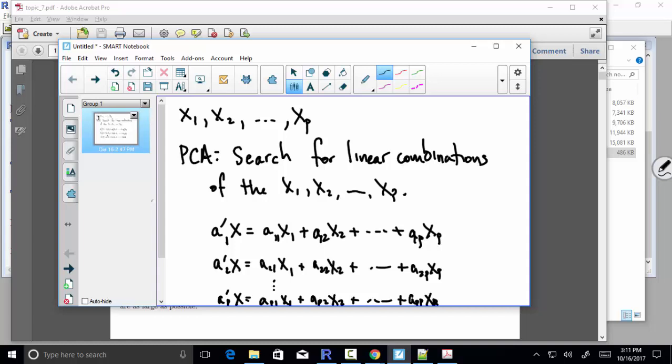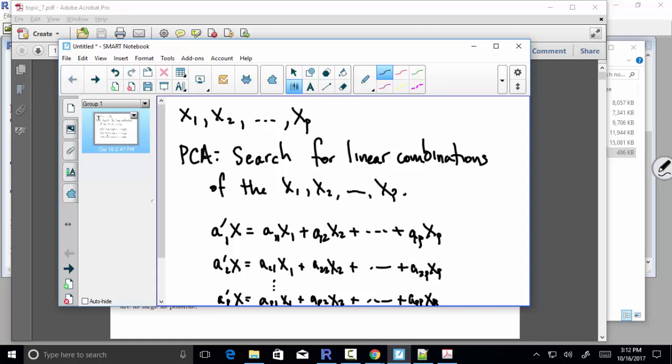A2 will be the next best linear combination, and we'll be able to quantify how much of the information is preserved with each of these. So we start with p variables, and we're going to discover p linear combinations, but then we're only going to take the first handful of them.